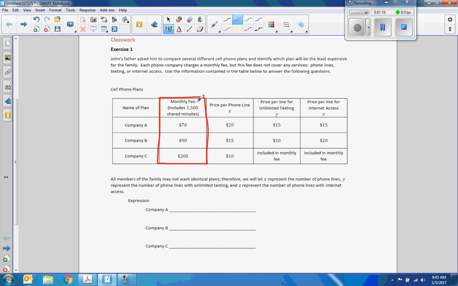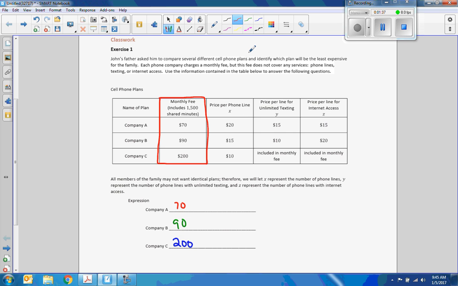Okay, so the monthly fee is never going to change. It's always going to be there. So for company A, we are always going to be charged $70. For company B, we're always going to start out with a $90 bill. And for company C, our bill is always going to be at least $200 every month.